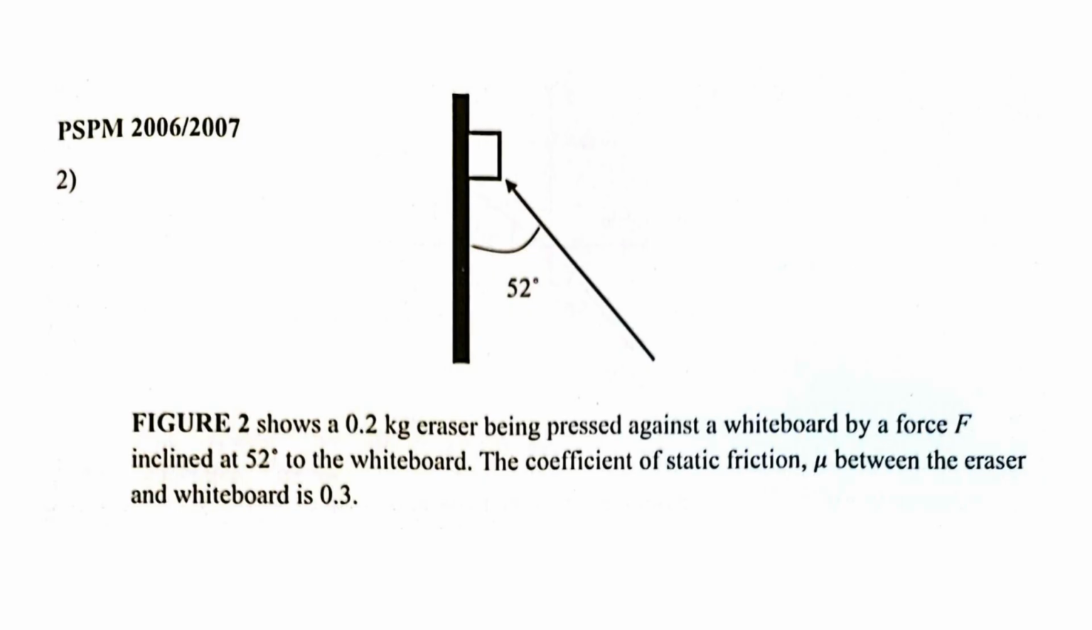Hi guys, today we are going to discuss this question. Figure 2 shows a 0.2 kg eraser being pressed against a whiteboard with a force F inclined at 52 degrees to the whiteboard. The coefficient of static friction, mu, between the eraser and whiteboard is 0.3.